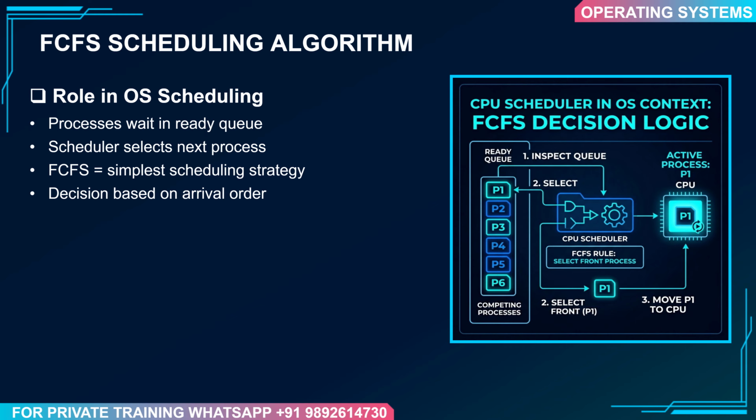Now, in the context of an operating system, we already know that multiple processes are waiting in the ready queue, all competing for CPU time. The job of the scheduler, which we briefly touched earlier in CPU scheduling basics, is to decide which process gets the CPU next. First come, first serve is one of the simplest strategies to make that decision.